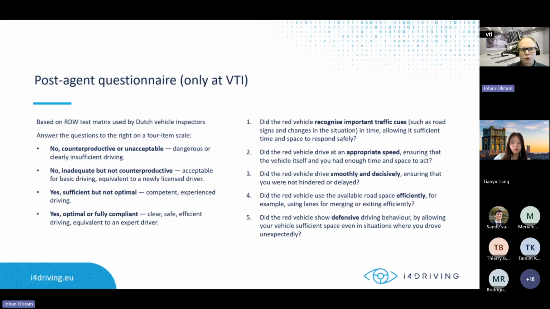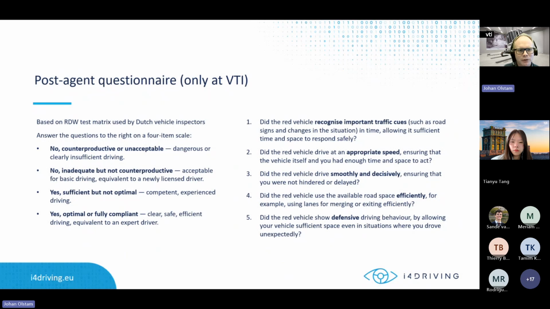In VTI, we also had this post-agent questionnaire. If you remember, we drove all the scenarios with one agent, and then after that we took a break. We have RDW in the consortium, and they have vehicle inspectors who work on trying to assess ADAS systems and ADS. So they have developed this test matrix where they have a 4-item scale going from really bad driving, shouldn't be on the road, to acceptable for basic driving, similar to a newly licensed driver, or very competent driving, to optimal or fully compliant. So it's not really a linear scale, it's maybe rather exponential.